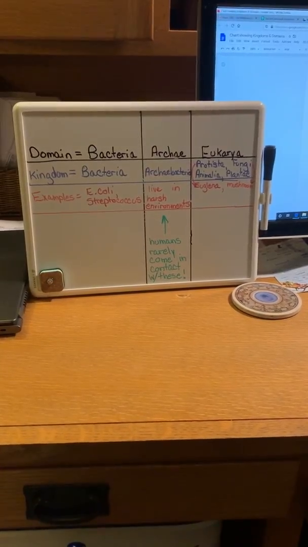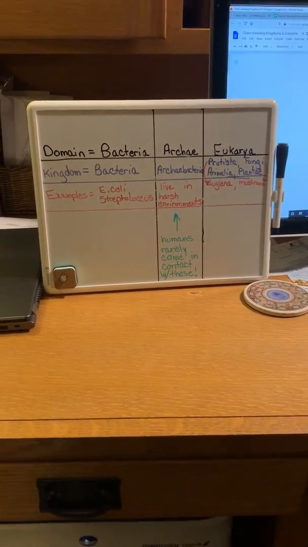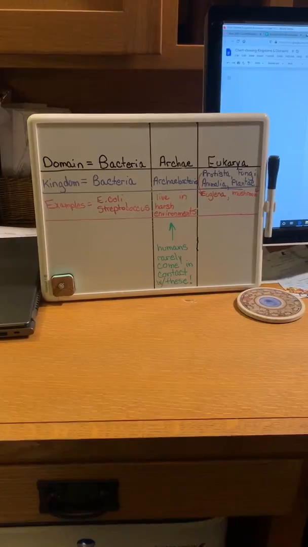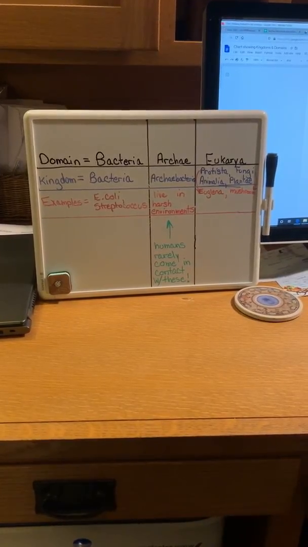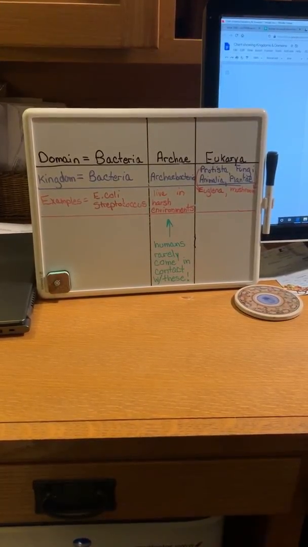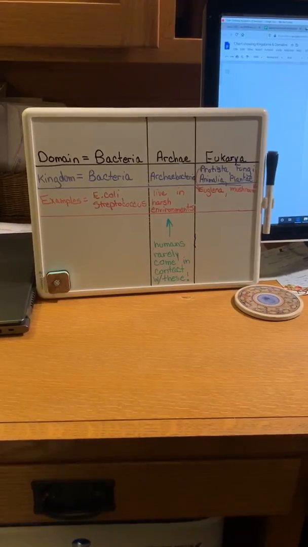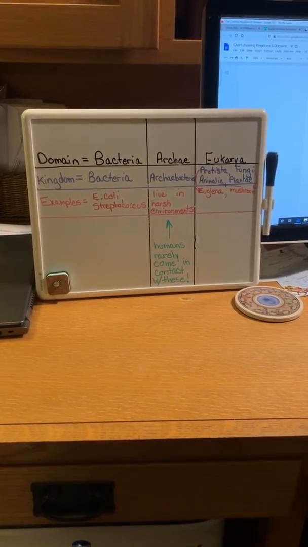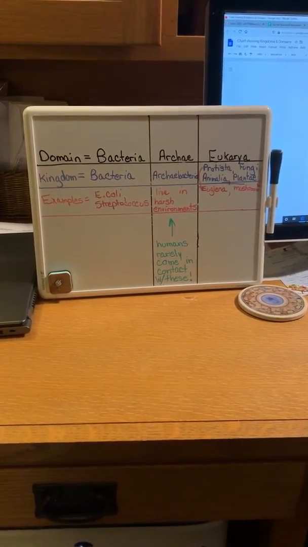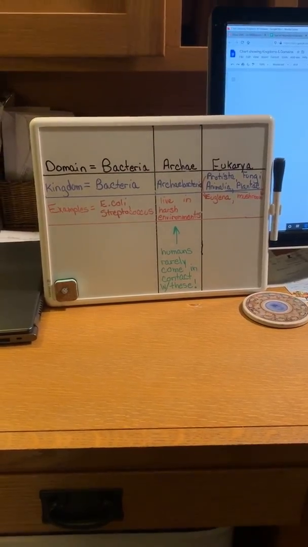Examples of these might be things like E. coli, you've all heard of that. Streptococcus, that's the type of bacteria that causes strep throat infections. Staphylococcus is the type of bacteria that causes staph infections, like on your skin.